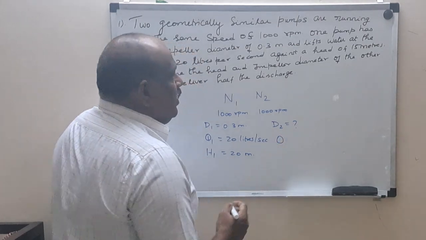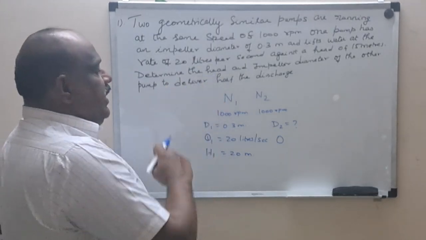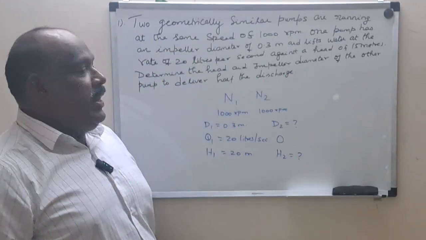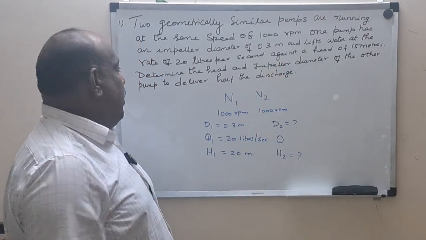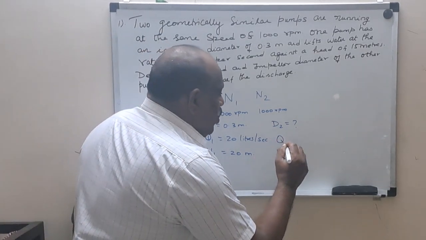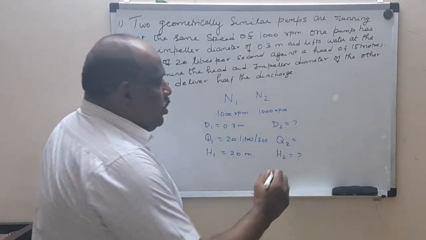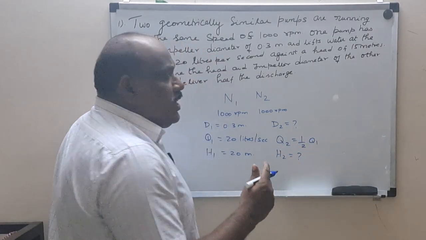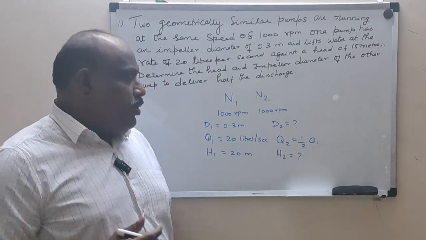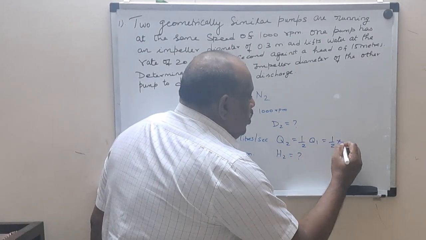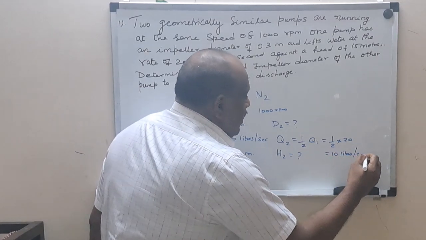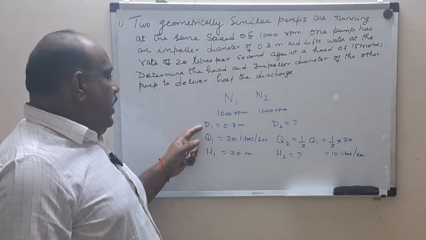So what may be the question means, what may be D2? They also given another thing. Determine the head and impeller diameter. So they are asking what is the impeller diameter of the other pump, the second pump, to deliver half the discharge. Half the discharge means Q2 equal to half Q1. So the discharge by the second pump is only half the discharge of the first pump, which means half into 20 liters per second, which is nothing but 10 liters per second.